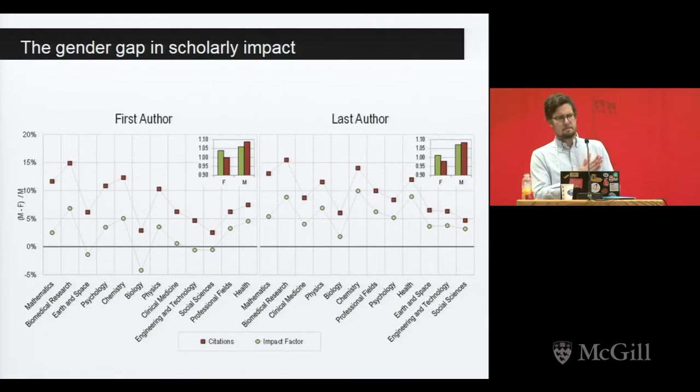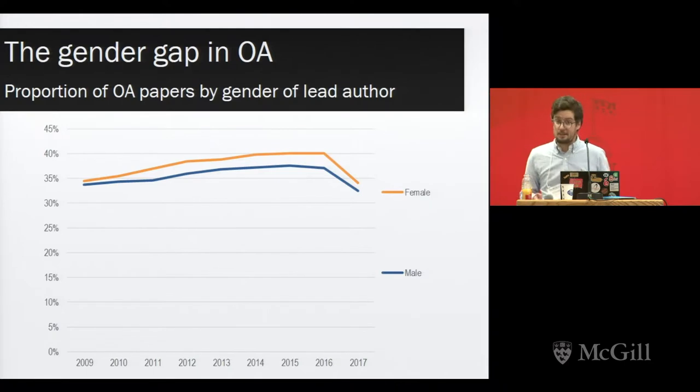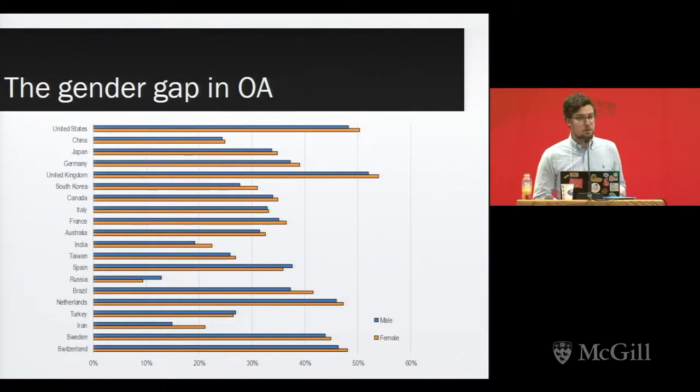Now we wanted to say, OK, do we actually see a similar gap in open access? Do we see that women deposit less in OA than men, or is it the opposite? And in that case, it's relatively good news. Now we need to find the reasons why. There's more OA when the lead author is female, which may be for plenty of good reasons, one of them being that women are more likely to care than men. And this thing is actually observed in every country.